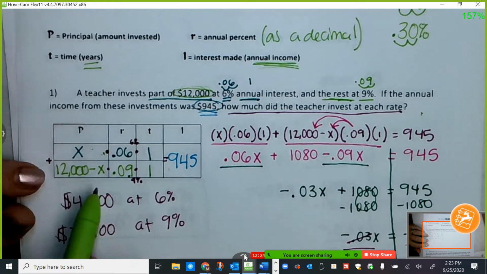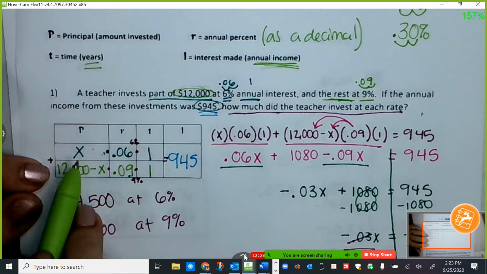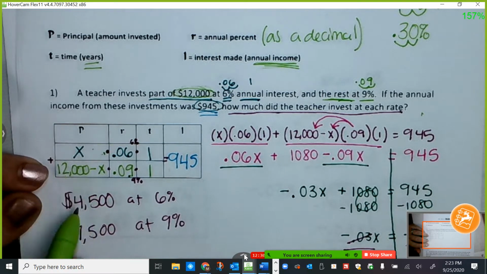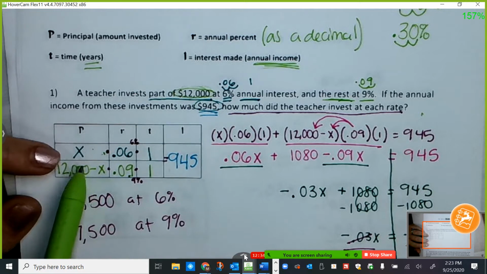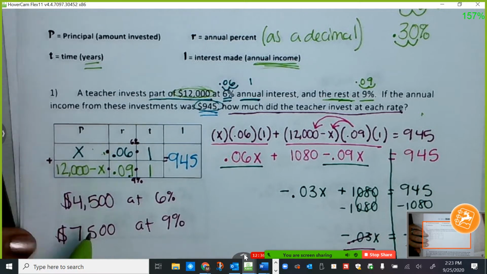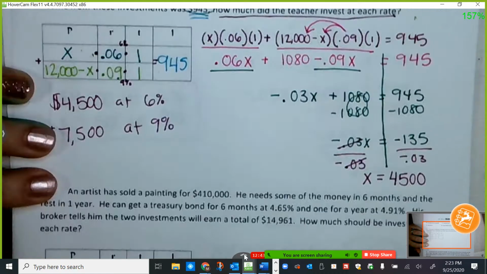Knowing this piece, we can't use a different letter because you can't solve when you have two different variables. So if we took the original amount of money and subtracted the first unknown, it gives you whatever was left. Okay? So let's look at number 2.